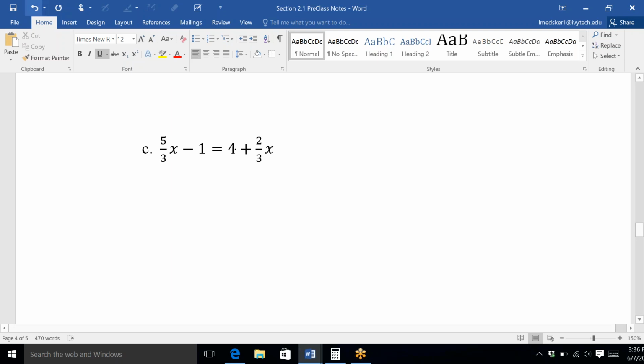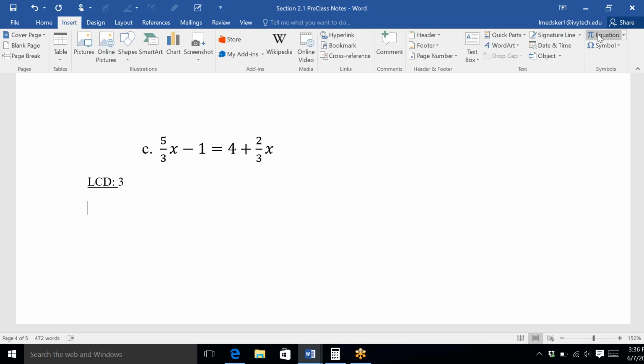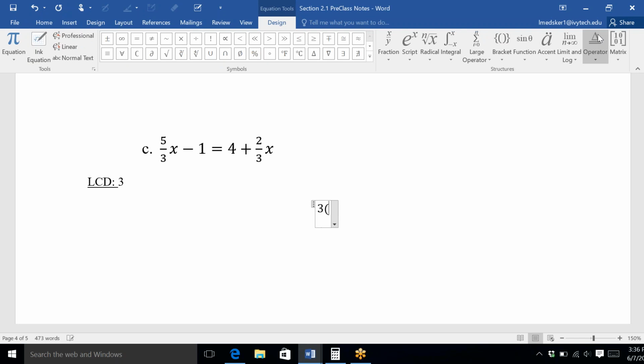Okay, we're finally on a fraction one. When you're dealing with fractions, you want to try to get rid of them if you can, and one way we do that is to multiply everything by the LCD. In this case, the only denominator we see is 3, so we're going to multiply everything by 3. How you would write that out to show your work, you would do 3 times the first term, and then 3 times the second term, so put that right in front of the 1. 3 times the next term, plus 3 times the last term.